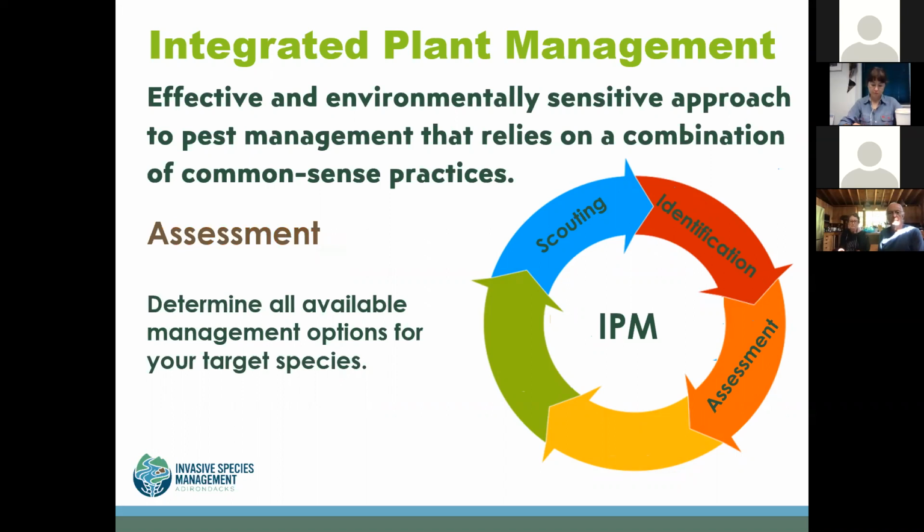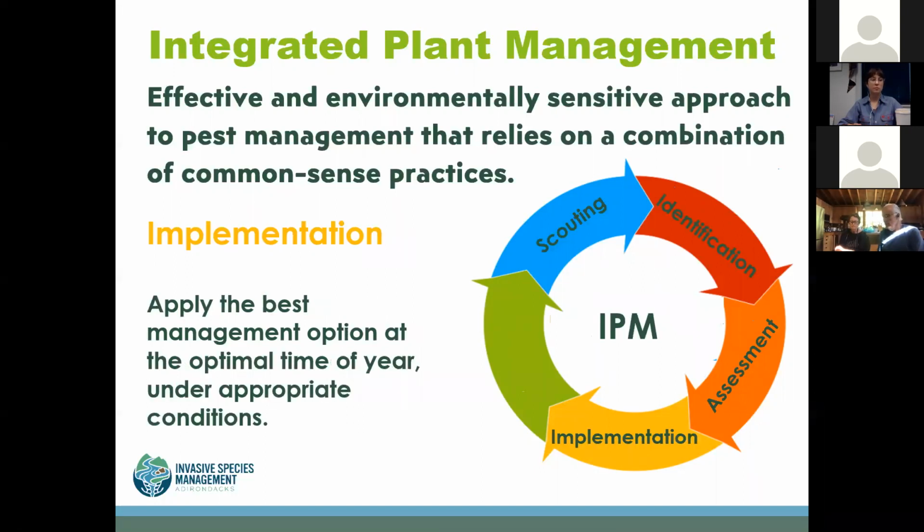Once we know that we have knotweed on our property, this is where we perform that site assessment. So what are the management tools that we have available to us for this particular site? And we'll learn about them in a few slides. Think about things like sensitive features. Is there water nearby that we need to be concerned about if we're performing a chemical treatment? Are there desirable landscape plants nearby that we want to try to protect during our control efforts? Are there children or pets that may be in the area that we want to limit their exposure to our control efforts?